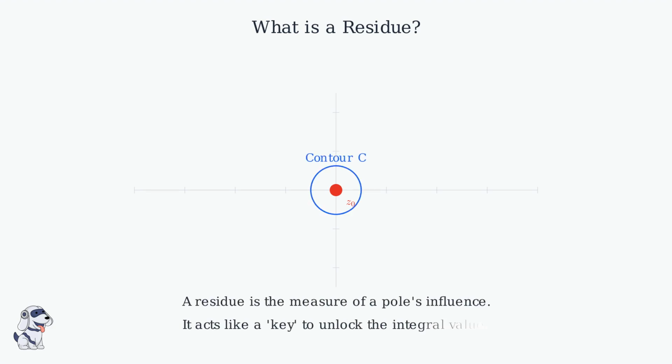A residue is the measure of the strength or influence a pole has on the surrounding complex space. Think of it as the mathematical key that unlocks the value of an integral around that specific singularity. By winding a contour path around the pole, we capture its unique contribution to the function's global behavior. This value is the residue, and it is fundamental to solving complex problems with elegance and efficiency.